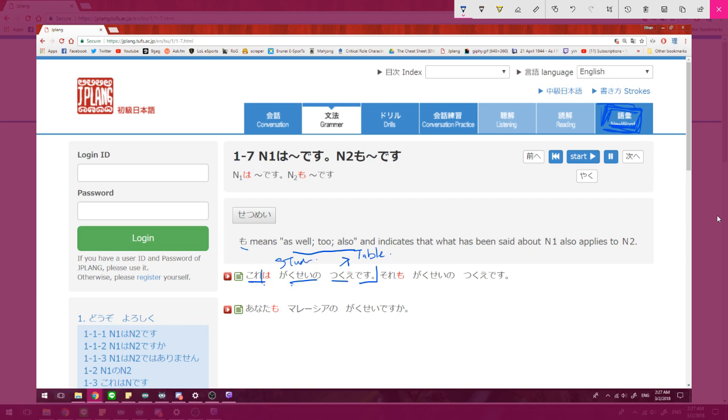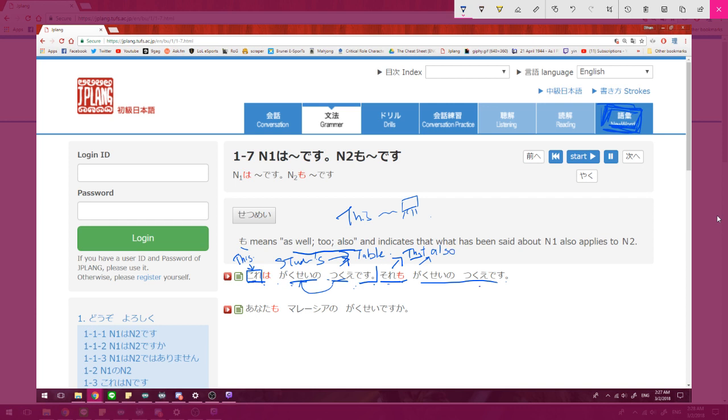So kore, we will go through this abomination later, but this is this. Okay, これは学生の机です。So, this is a student's table, right? 机 belonging to a student, so a student's table. And then, それも学生の机です。Saying, hey, this is the student's table, right? And then, それ means that. We'll talk about kore and sore later. Okay, don't worry. But for now, just remember, sore means that. Mo, also.